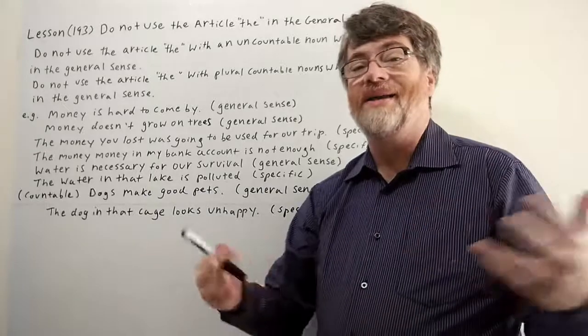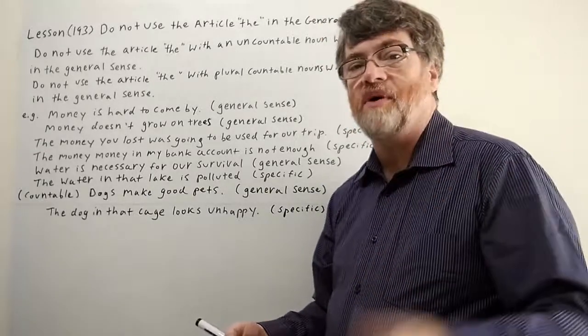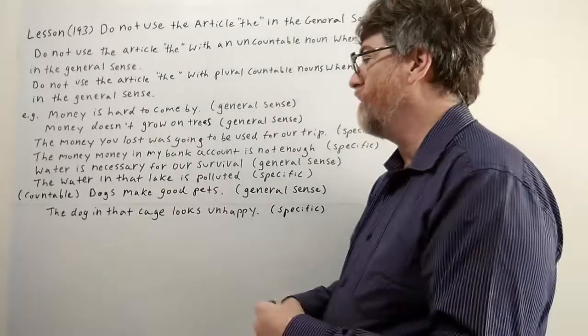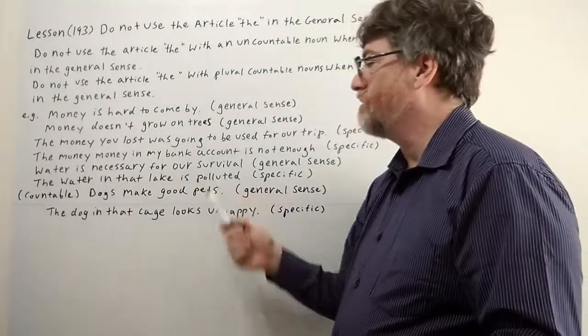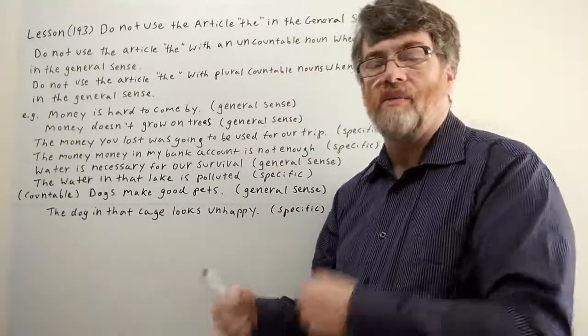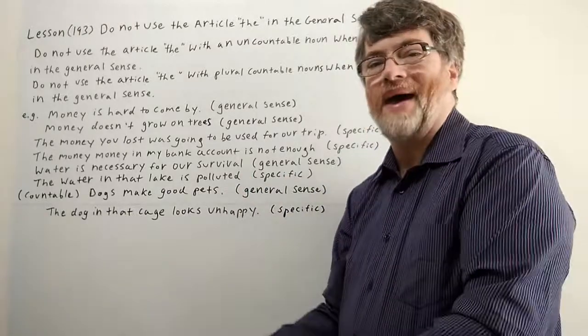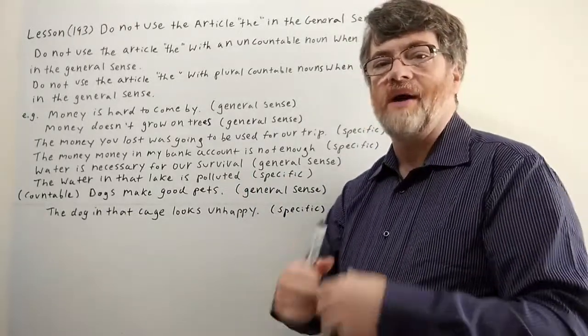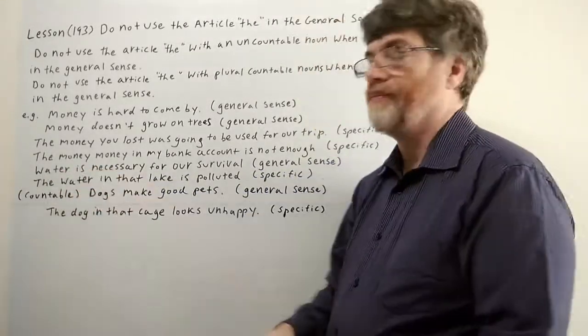Water is another uncountable noun. We can count drops, we can count ounces, but we cannot count water itself. So if we say water is necessary for our survival, we're talking about water in general. We're not talking about some particular water. We're not talking about water in a bottle or water in somebody's sink or water in the bathtub. We are talking about water in general, so we don't say the water here, we just say water.